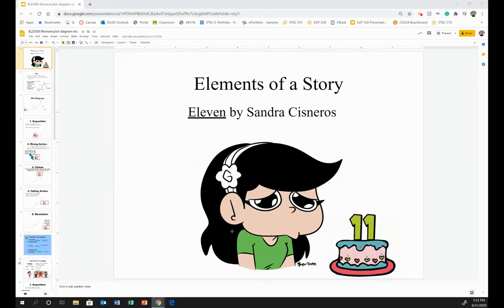Hi, here we have the elements of a story, and this particular story is "Eleven" by Sandra Cisneros. As you know from the story, little Rachel has a rough day on her 11th birthday as she's at school with Mrs. Price and Sylvia and Phyllis.